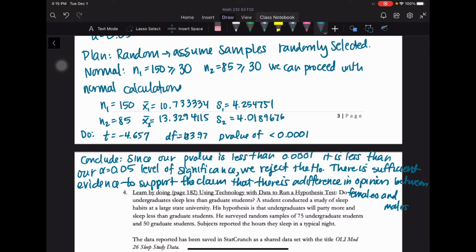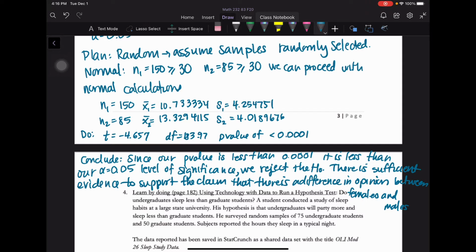All right, in our conclusion, remember we talk about our p-value, we compare it to our level of significance, we mention our null and also our alternative in context. Since our p-value is less than 0.0001, it's less than our alpha equals 0.05 level of significance, we reject the null. There is evidence to support the claim that there is a difference in opinion between females and males.